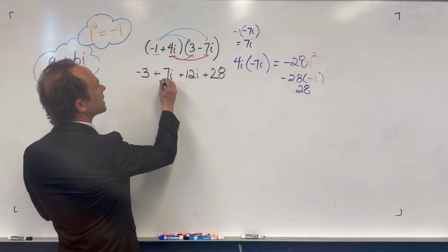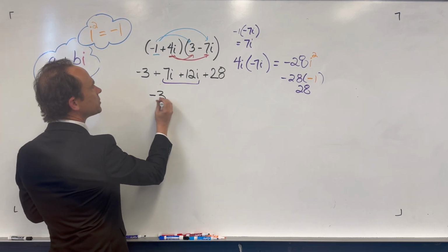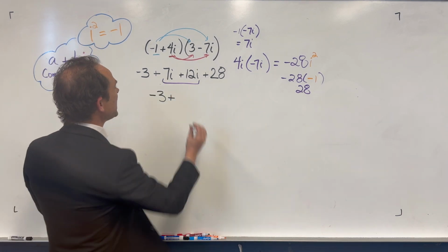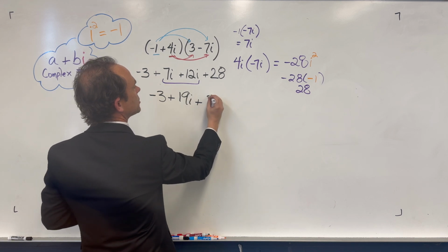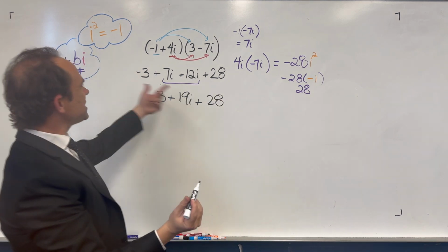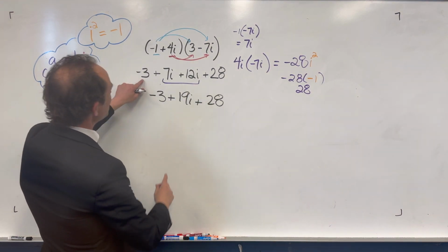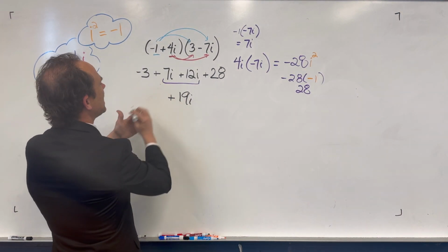So what we're going to do is combine these like terms. We're going to end up with -3 plus 7i plus 12i is 19i plus 28. Wait, why did I just combine them? Why did you not do that in one step? Look, I got -3 plus 28, so I'm going to write that as 25.